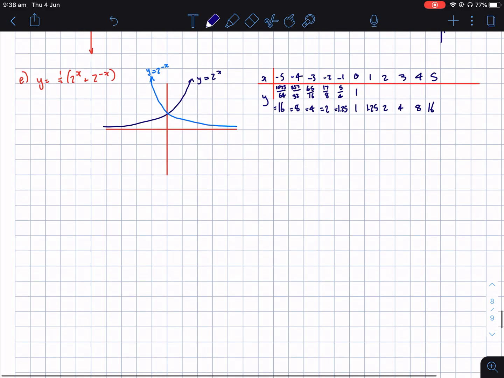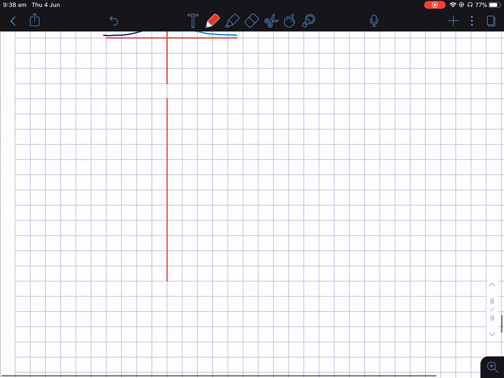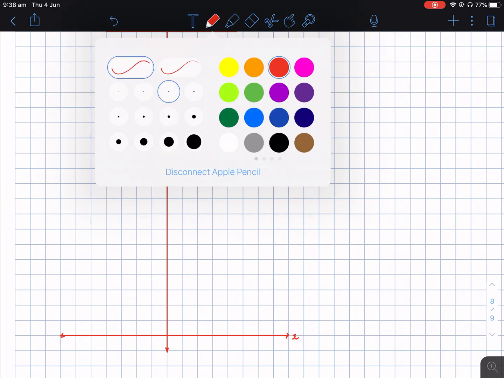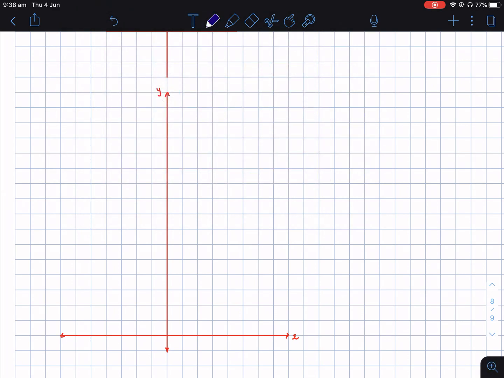So if we draw this, we're going to have to go up 16. 1, 2, 3, 4, 5, 6, 7, 8, 9, 10, 11, 12, 13, 14, 15, 16. Down to -5 and up to +5. The points we can put on is -5, 16. So 1, 2, 3.